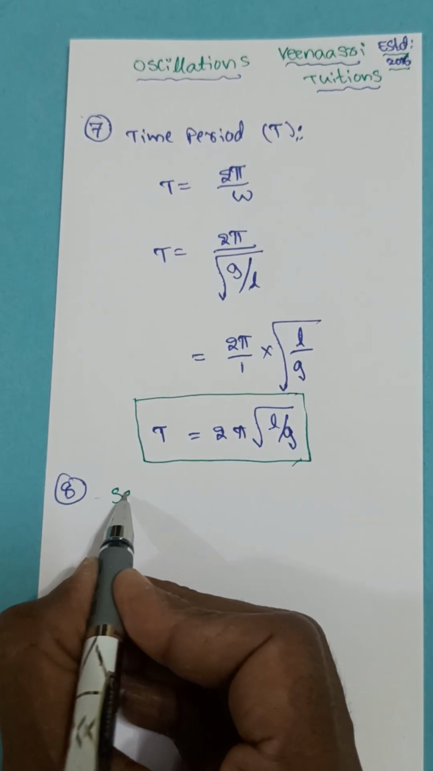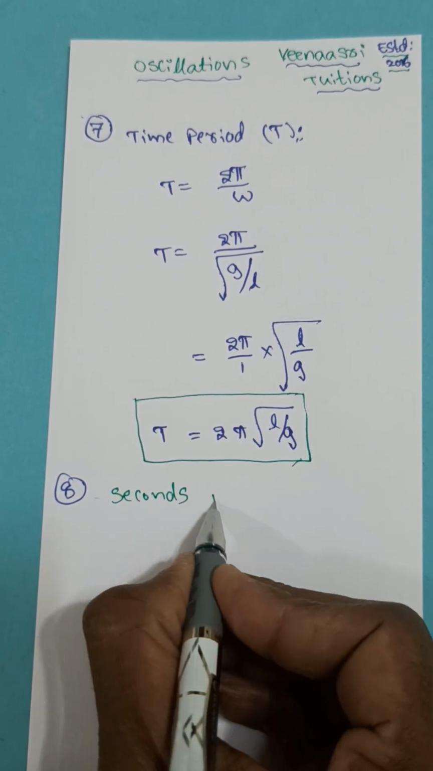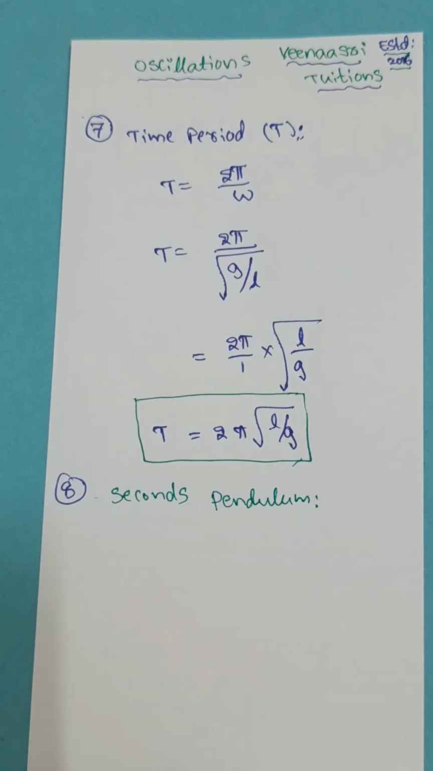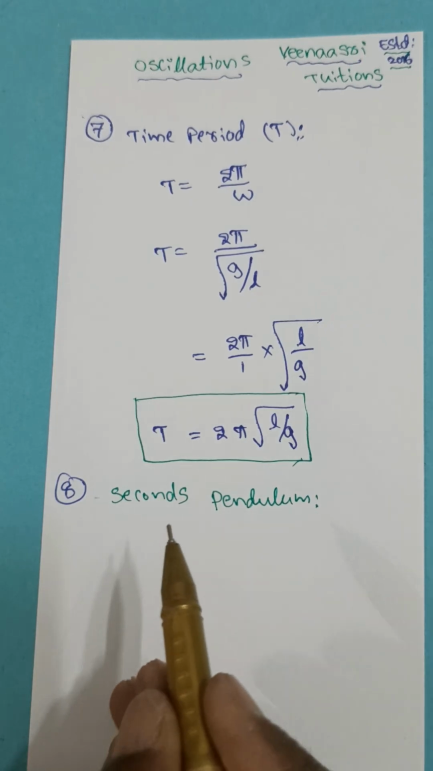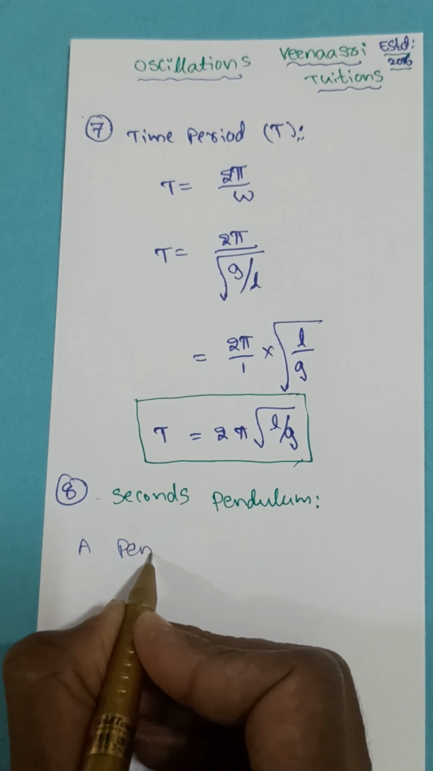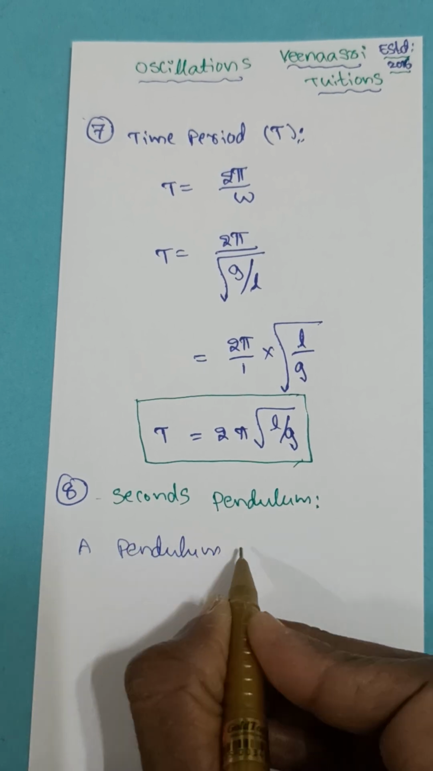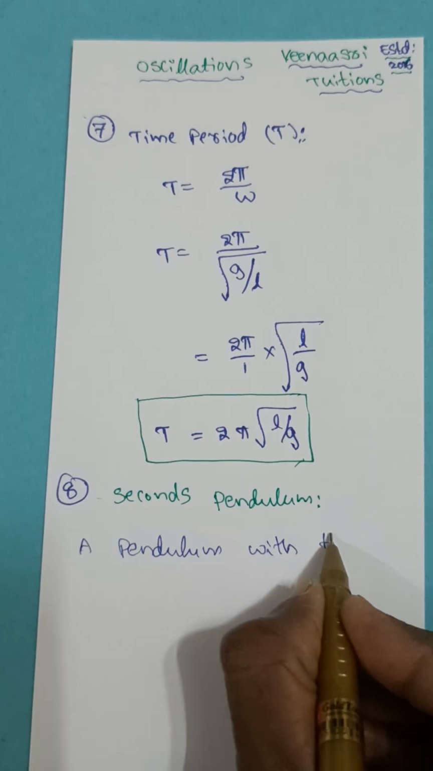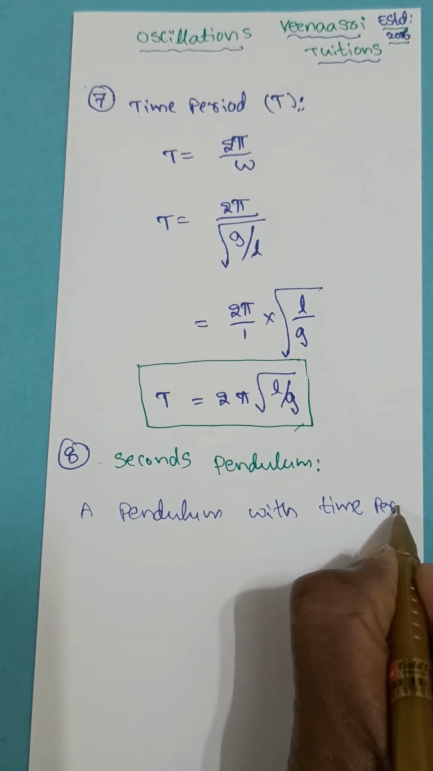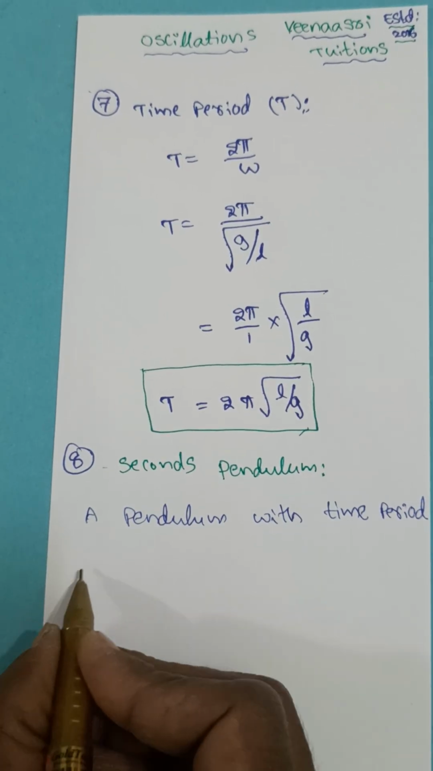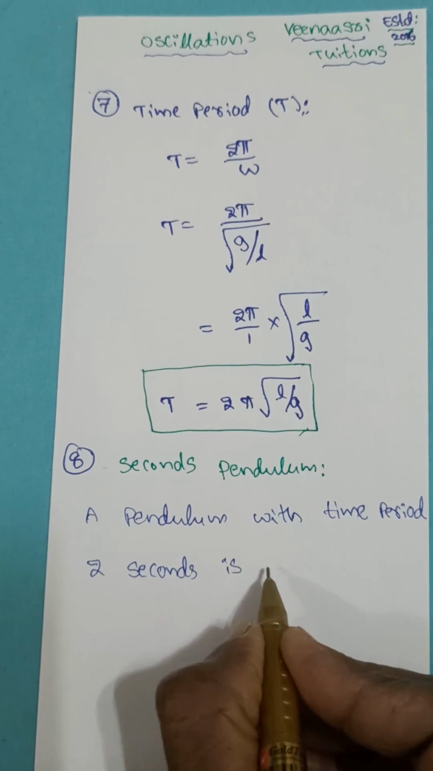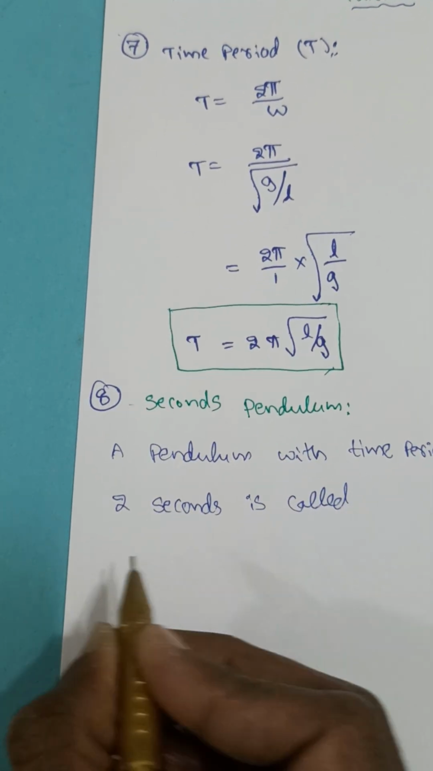Next, seconds pendulum definition. You write seconds pendulum. A pendulum with a time period 2 seconds is called seconds pendulum. Listen and write: a pendulum with a time period 2 seconds is called seconds pendulum.